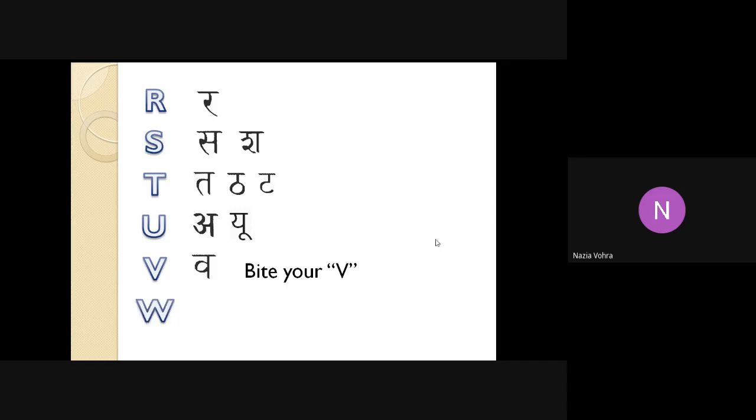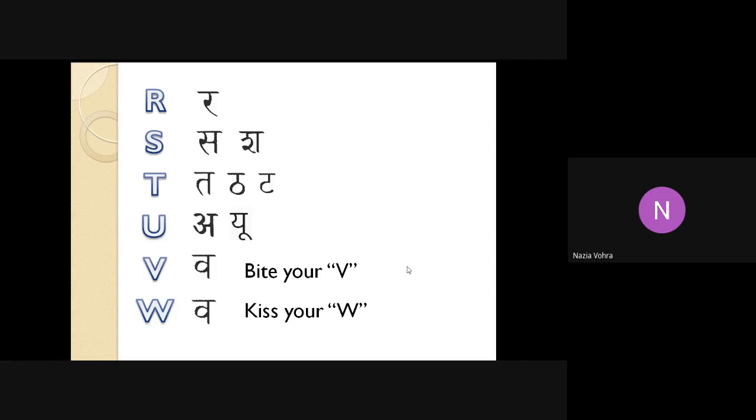Now we have W as a letter. Again, I said the sounds are very similar. So what you need to do is kiss your W's. We all are very good with selfies. And nowadays we have something very common. We pout and take selfies. So you pout. That is you kiss your W's and say watch.